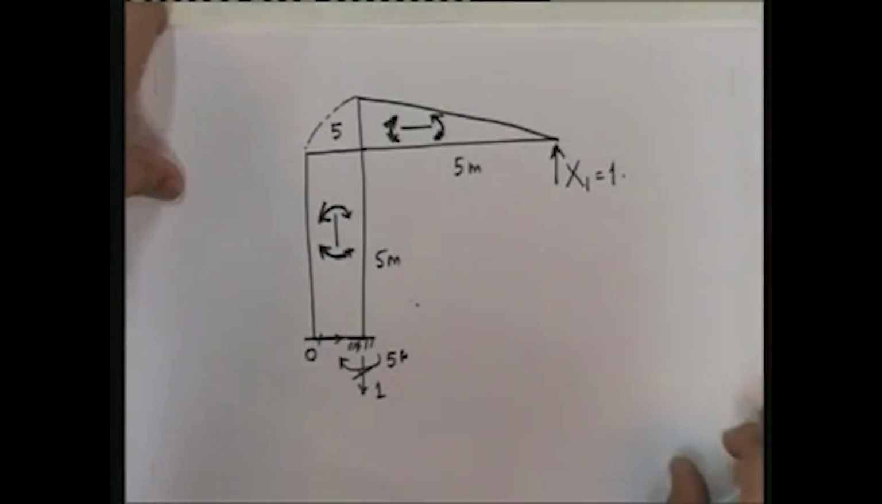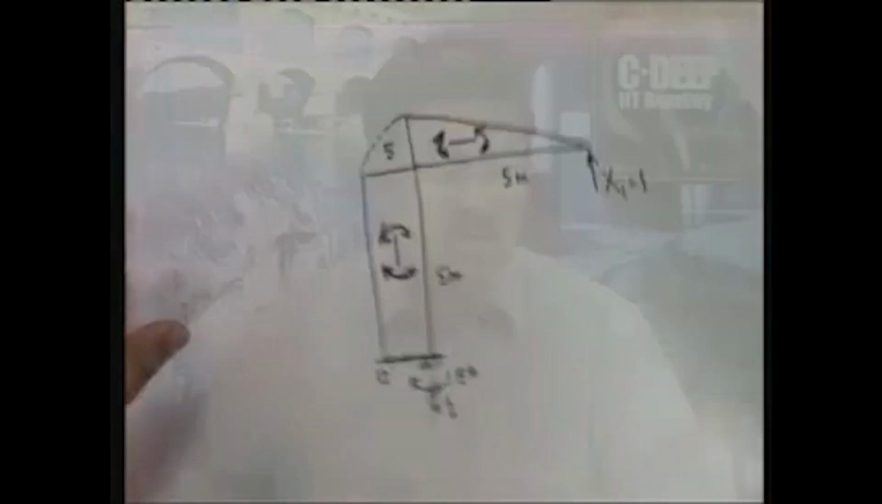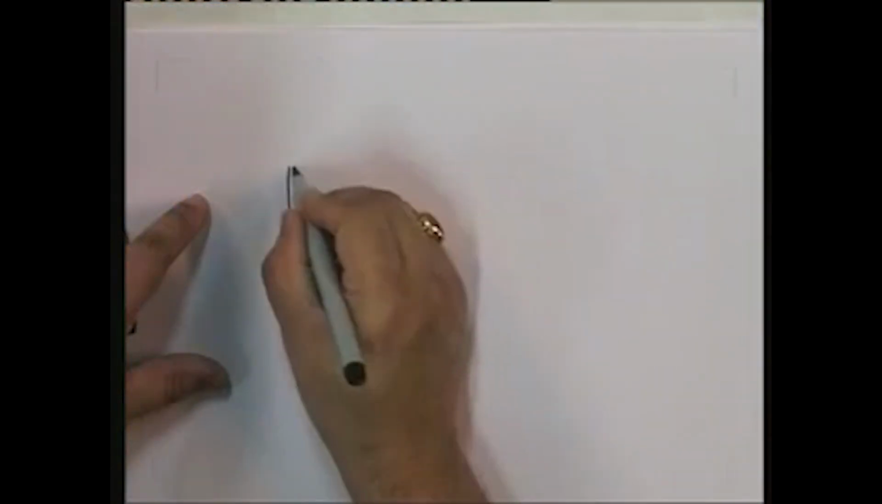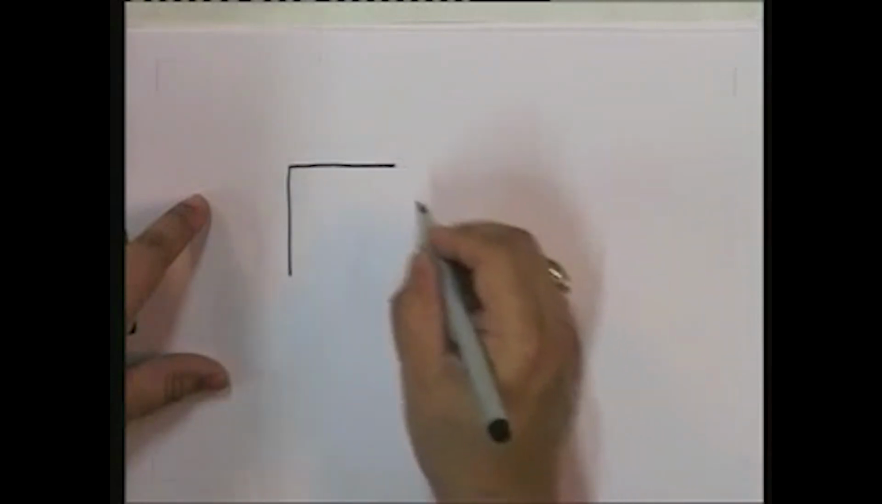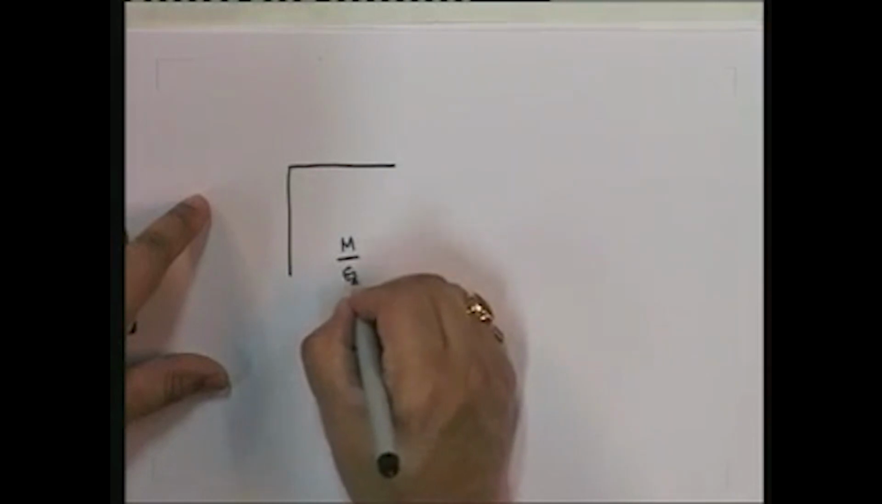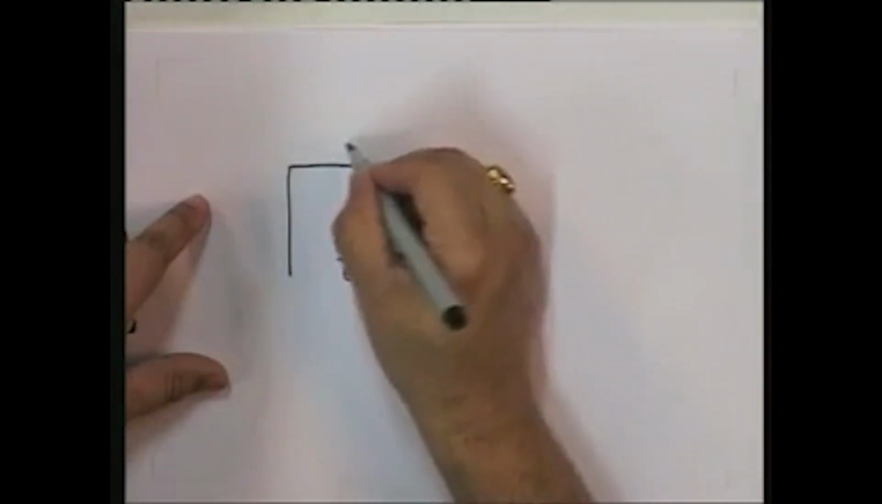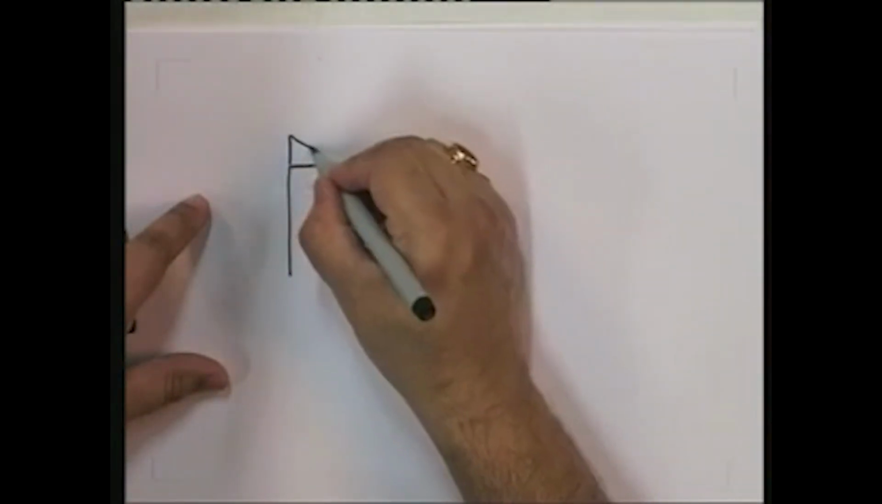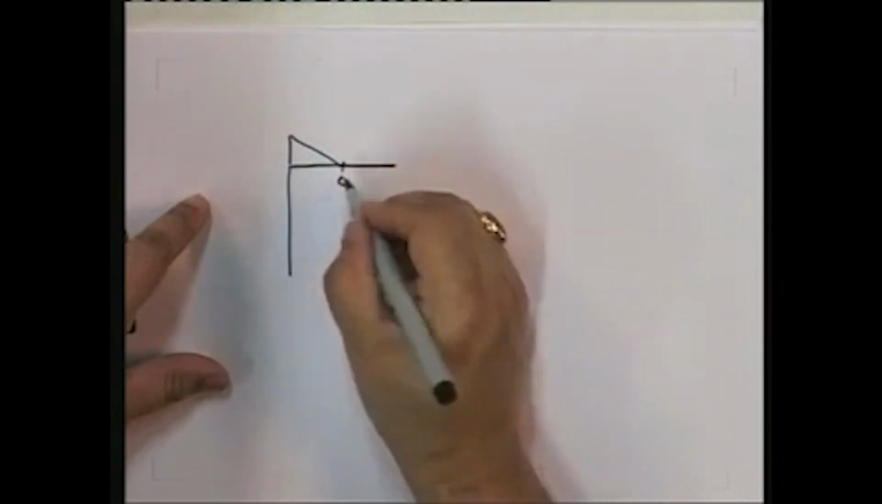So what do we have? Let me just put it together in another one. I'll draw it small so that I have both of them. The actual M by EI diagram is starting from C.